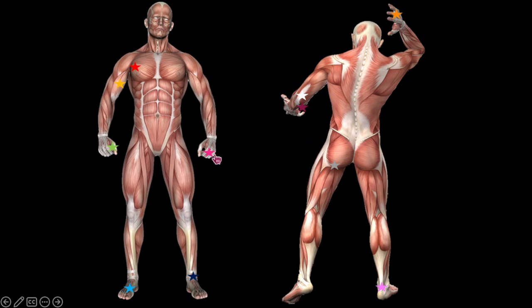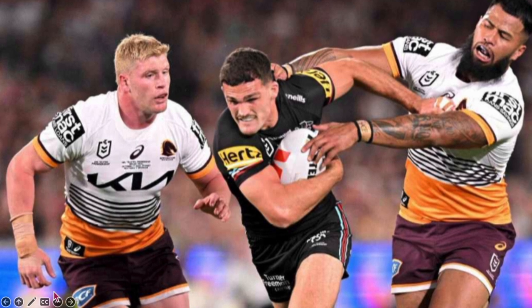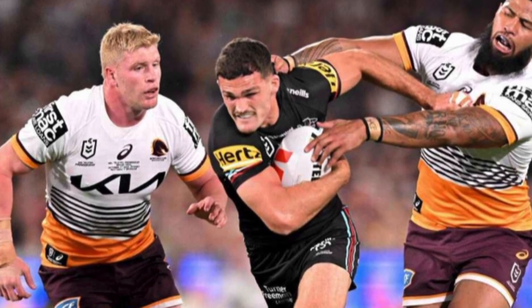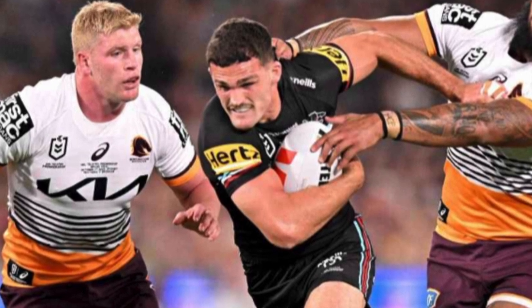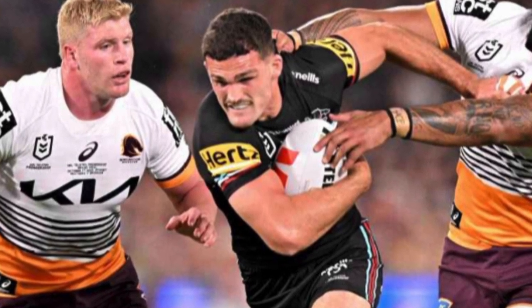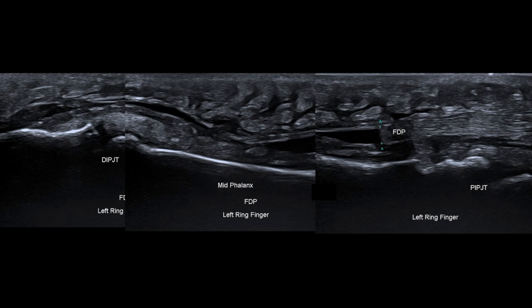Jersey fingers, as the name suggests, are generally caused by footy jerseys. So if you imagine that Payne Haas's left index finger is flexed within the collar of Nathan Cleary's jersey, and as Cleary breaks away, scores a try, wins the grand final, and completes one of the greatest comebacks in the history of sports, the DIP joint extends and you can get an avulsion of the flexor digitorum profundus. You have a jersey finger.